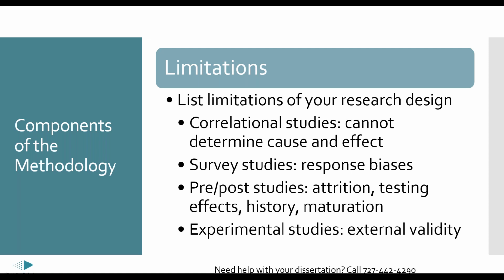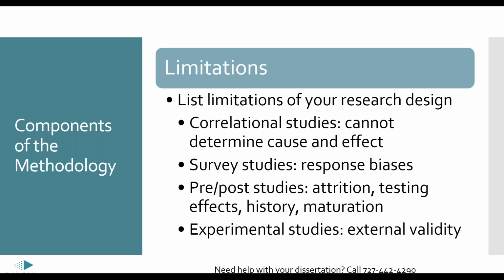limitations if possible. So for instance, for correlational studies, the main limitation of a correlational study is that you can't determine cause and effect relationships between variables. You can basically just say that two variables are correlated or related to each other, but you can't state that one variable causes another in a correlational study. In survey studies, you may have to deal with limitations associated with different types of response biases, such as social desirability bias.